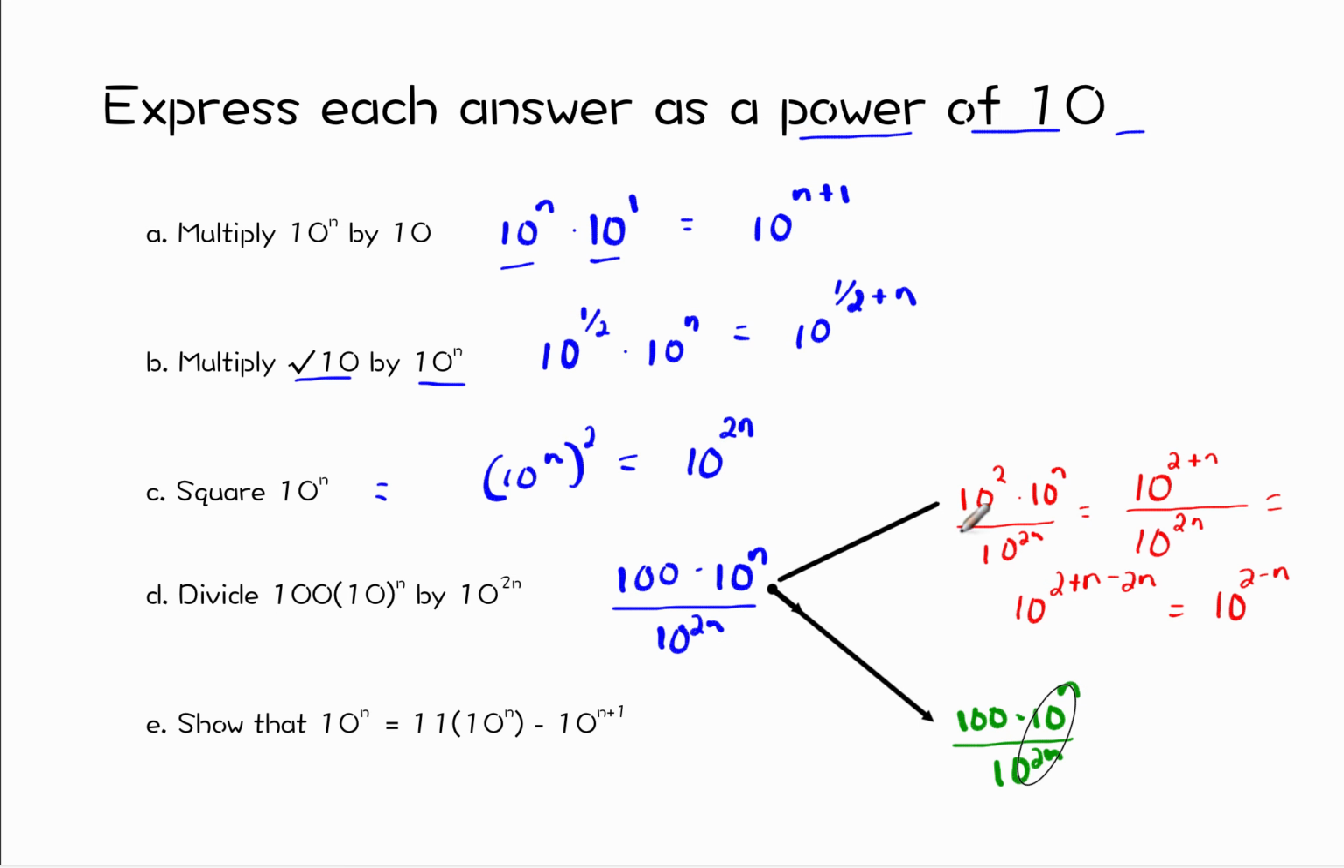All right, so when I divide that out, I get 100 stays, 10 to the n minus 2n is 10 to the negative n. And then it said, well, rewrite as a power of 10, and this is not a power of 10. This is a power of 100 times a power of 10. So then I can rewrite the 100 as 10 squared times 10 to the negative n. And then when I'm multiplying, I add exponents together, and voila, I get the same answer.